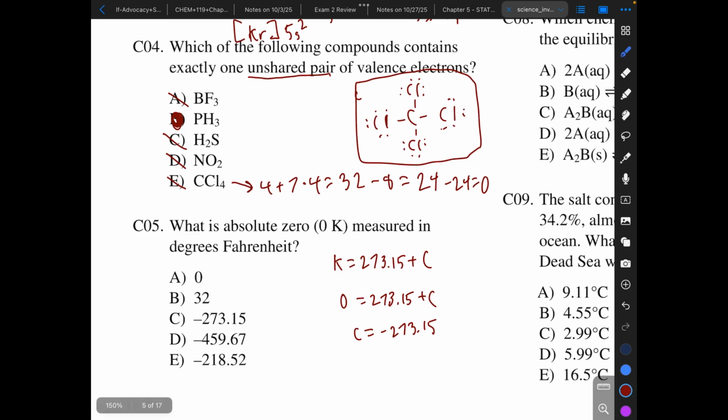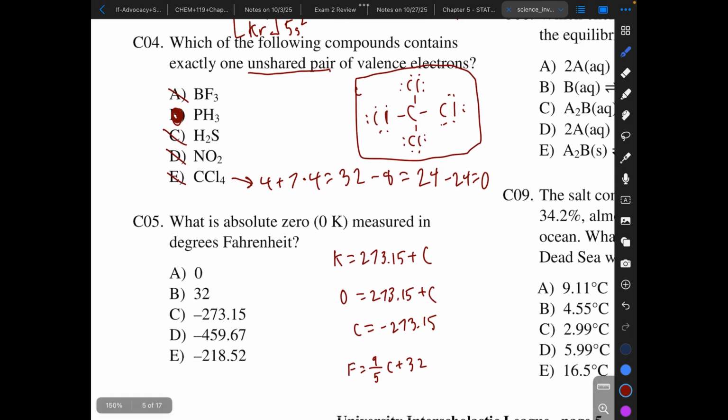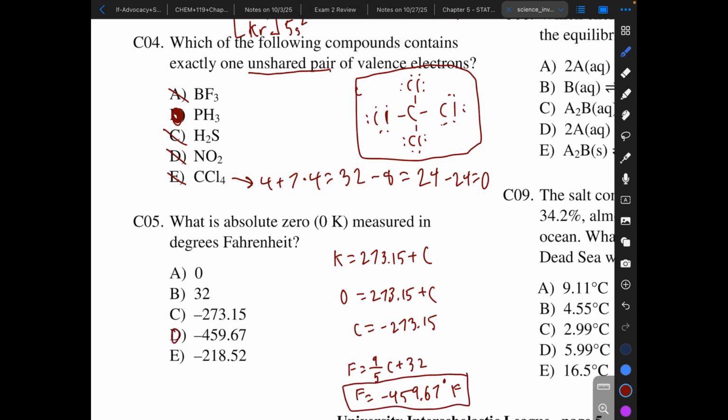Now you want to convert from Fahrenheit to Celsius. The formula for that is 9 over 5 times the temperature in Celsius plus 32. So plugging negative 273.15 into that, you would get negative 459.67 degrees Fahrenheit. So the answer to this question is going to be D.